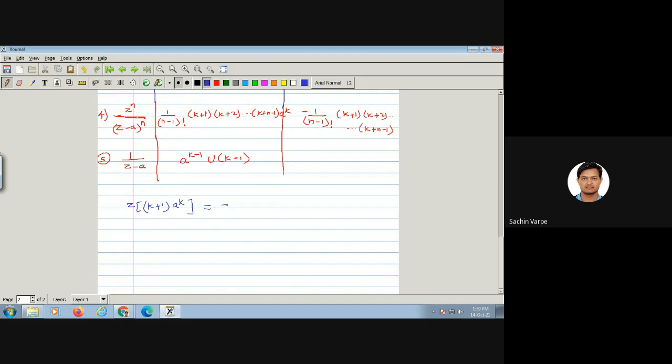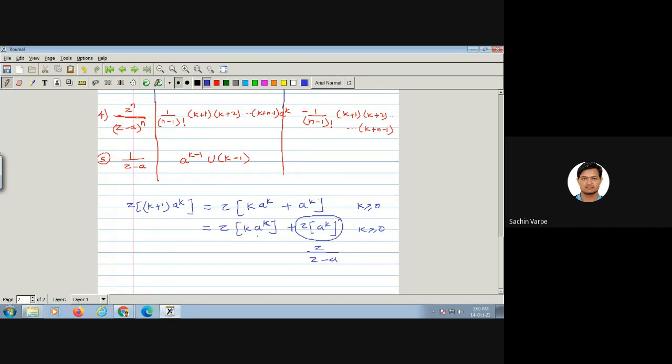I can write it as the z transform of k a raised to k plus a raised to k, right? And we all know that z transform is linear, so that will be z transform of k a raised to k plus z transform of a raised to k. And what is k here? k is given to be positive, greater than or equal to 0. And we all know the transform of a raised to k for k positive is z upon z minus a, right?